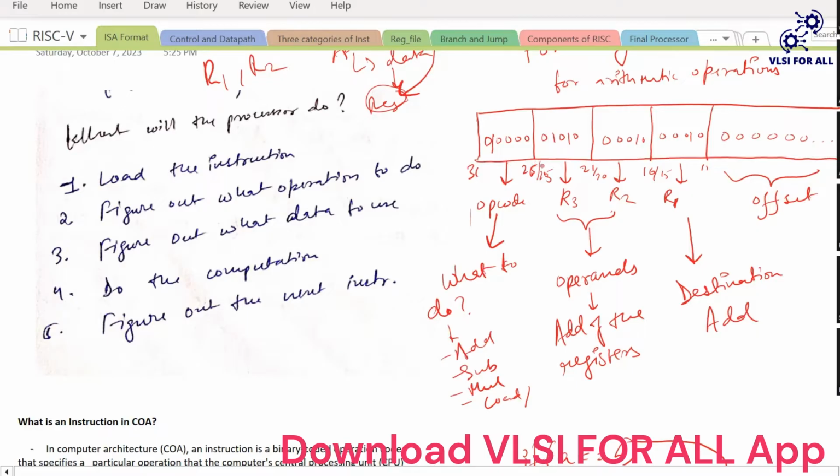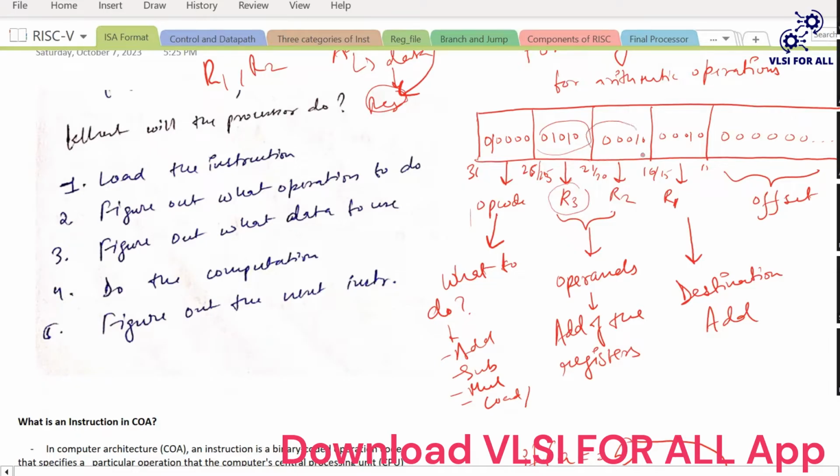ये थोड़ा सा गंदा सा हो गया है. Sorry for that. ये this 25th to 21st. This 25th to 21st bits are going to tell us about the first operand, which is basically the address of a register. This thing is going to denote an address of a register, which is going to, let's say, contain a certain data value.